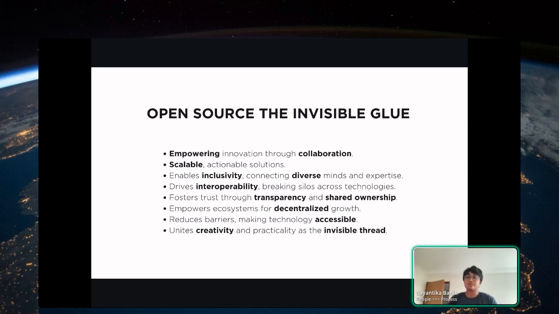We use open source not just in tools and technologies. We interact with it in our day-to-day lives. We don't even realize, it doesn't even give us the impression that we are using it. So it's that invisible thread, the invisible glue that stitches everything together and brings us an ecosystem that is worth thriving in.